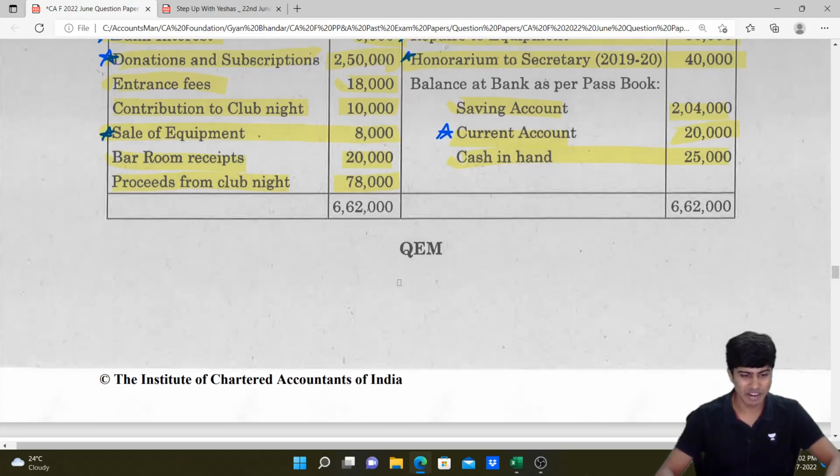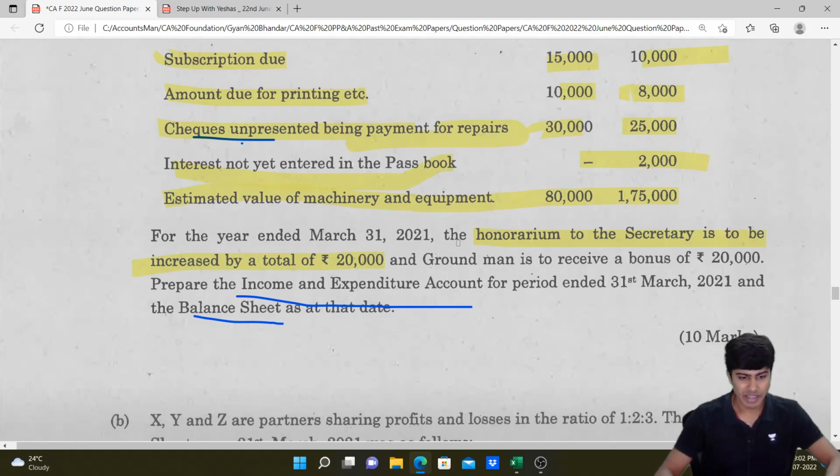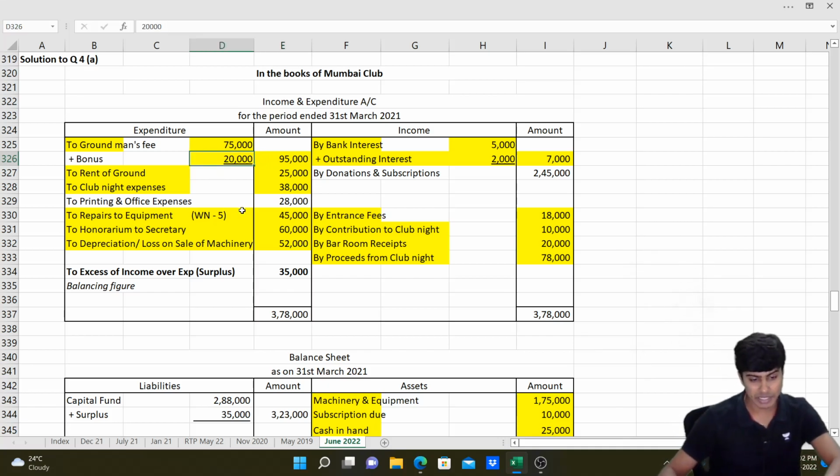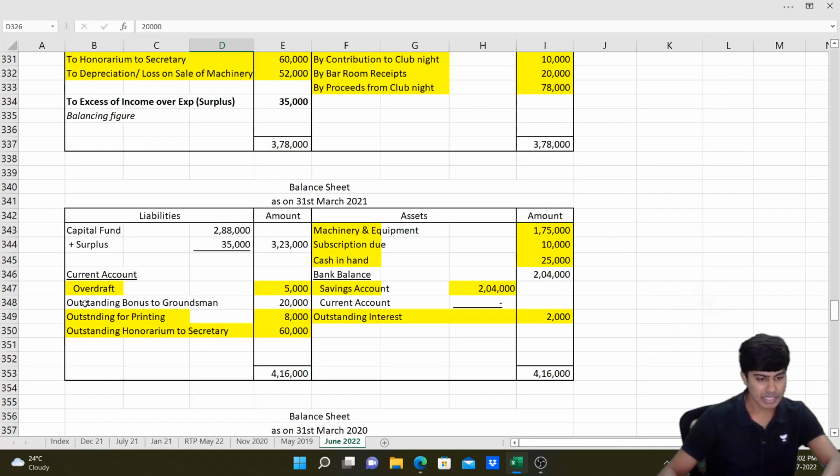Great. What do we have after that? Then we have groundsman is to receive bonus of 20,000. Okay, we'll pay him 20,000 bonus. Already 75,000 was paid. Additional 20,000. Total becomes 90. This 20 is not yet paid. So it will be liability. I'll write in balance sheet as outstanding bonus to groundsman 20,000.